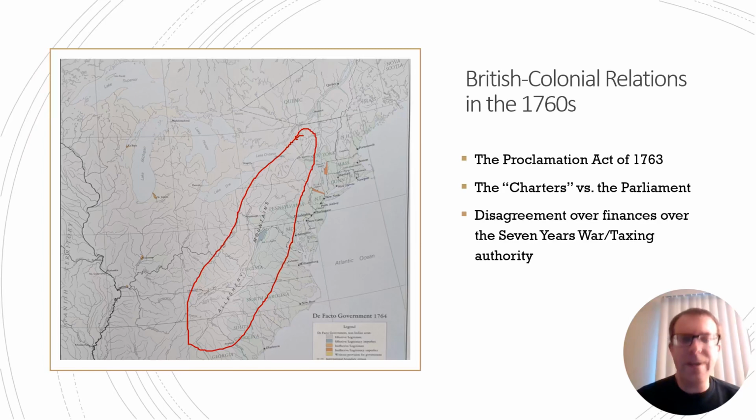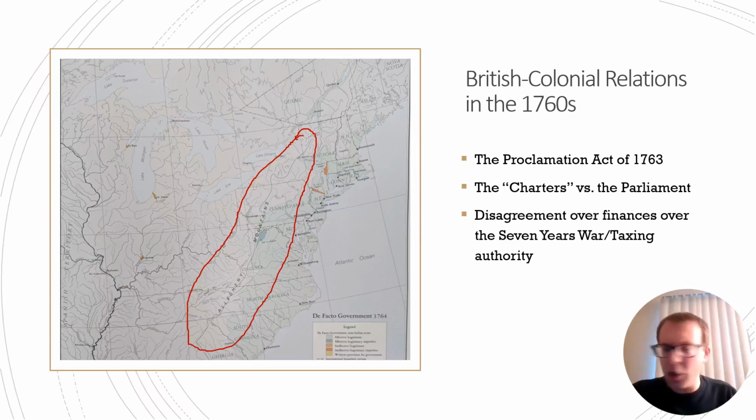But from the opinion of Parliament, it's like, we just spent hundreds of thousands of pounds defending you from Native American nations and from the French in North America, with huge British armies that were sent to North America for the defense of the American colonies. So Parliament's like, we need you to pay for your own defense. That's important, because we don't have any money anymore. But American colonists see this quite differently.